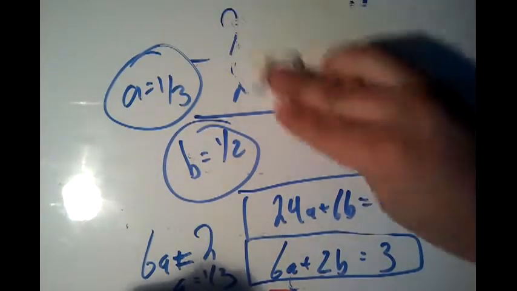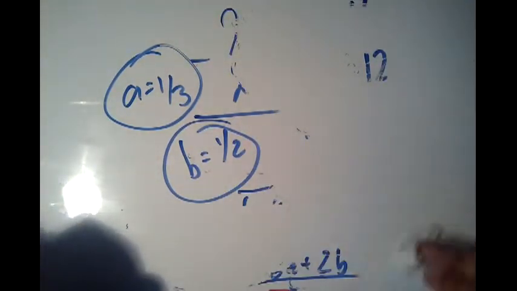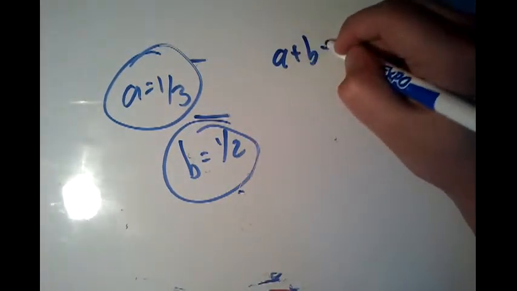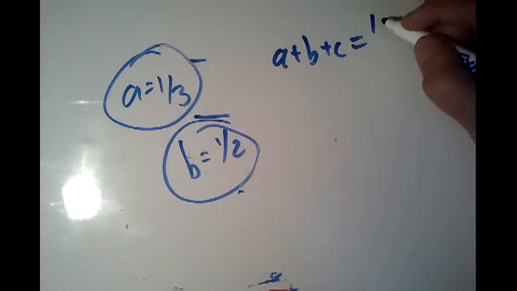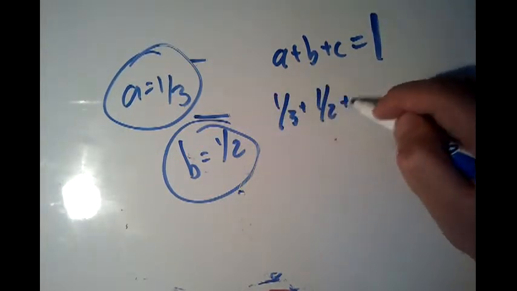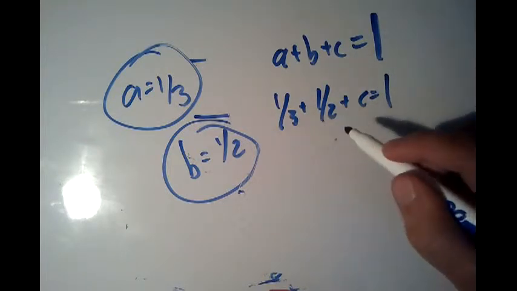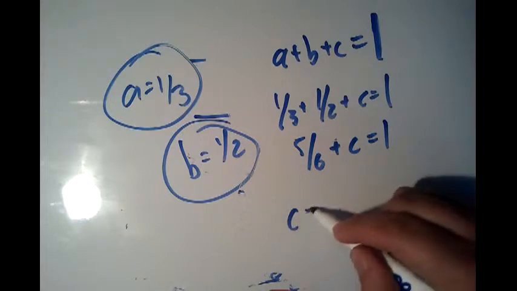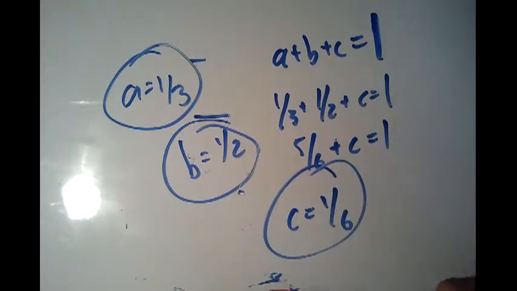Now it's a simple matter of finding c, and we have a super simple equation for c that we always have, which is a plus b plus c equals 1. So 1 third plus 1 half plus c equals 1. What's 1 third plus 1 half? That's just going to be 5 sixths. 5 sixths plus c equals 1, so c equals 1 sixth. So we have everything. Now we just put it back into the equation.